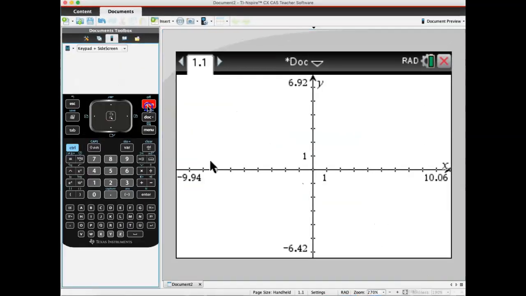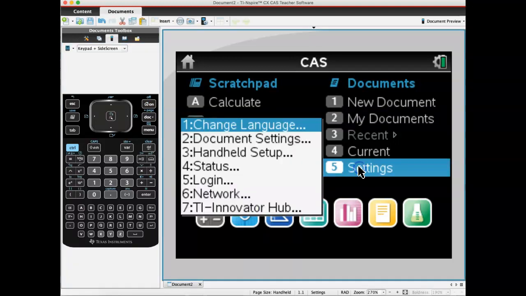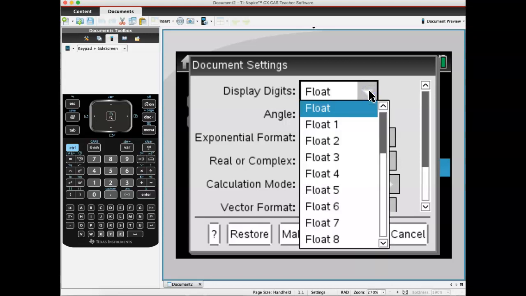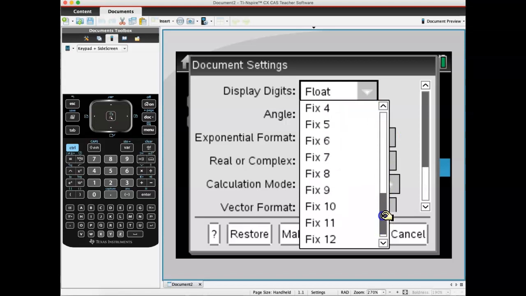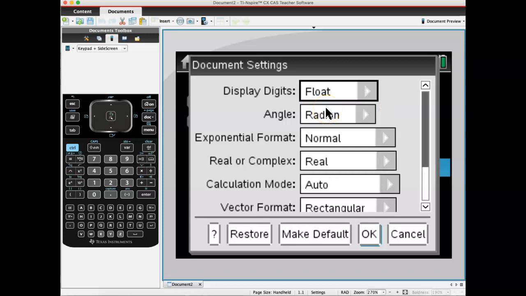First thing we're going to do before I do anything is I'm just going to go home. Okay, first thing you want to do is hit number 5, your settings. And you want to go to number 2, document settings. And within that, the display digits right here, make sure you are on float, not float 1, 2, 3. You're not on any of these. You want to be on float. The reason we want to be on float is that it's going to give us the most decimal places that we can have on the calculator, and it's very imperative everything we do is rounded to 3 decimal places.